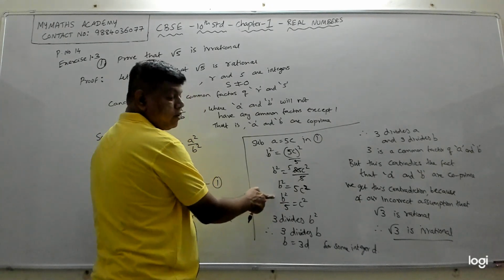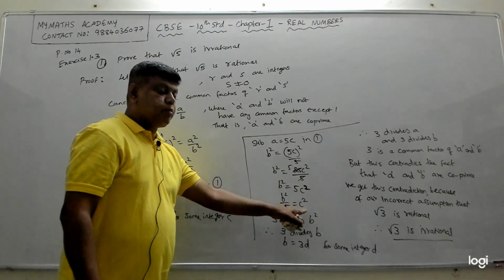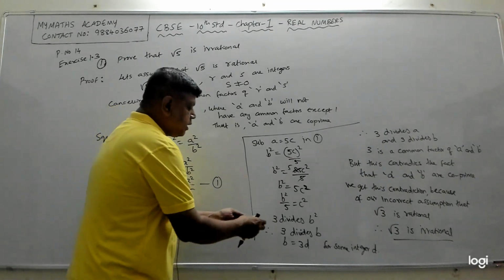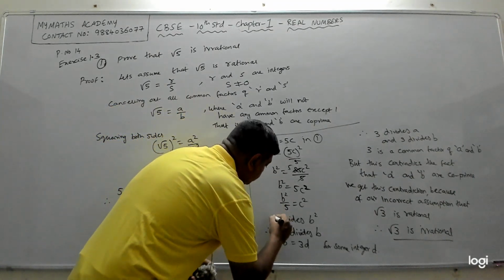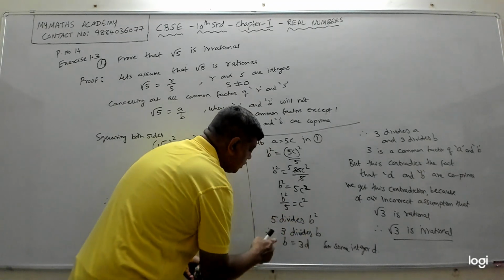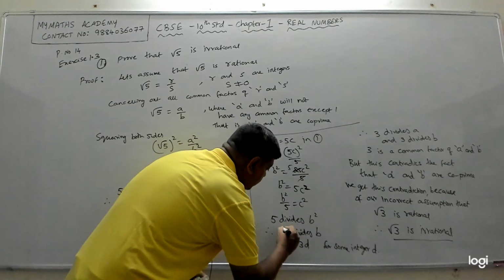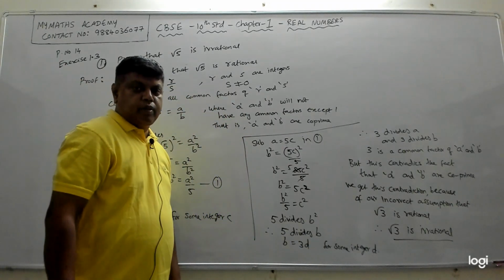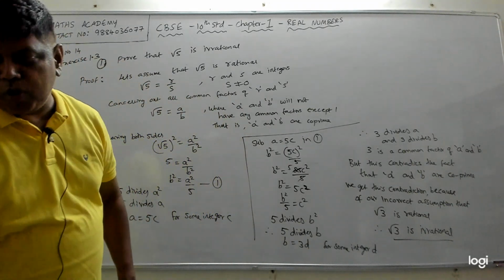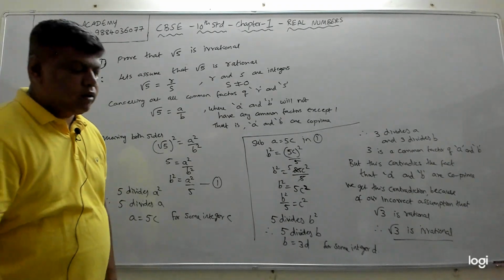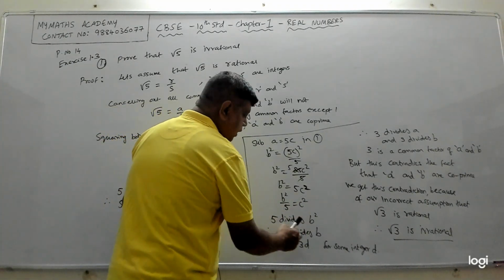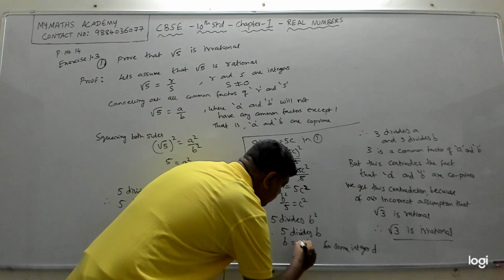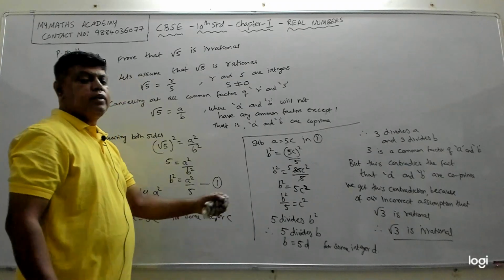5 divides b square. B square by 5 is an integer, which means 5 divides b square. So when 5 divides b square, 5 will divide b by theorem 1.3 in page number 12. 5 divides b square means 5 divides b. When 5 divides b, then b is a multiple of 5, so b can be written as 5 into some other integer d.